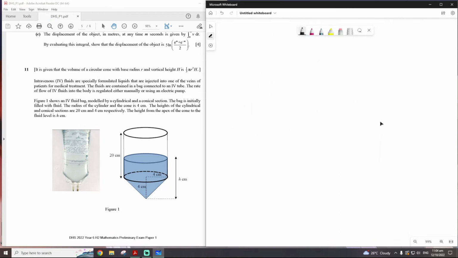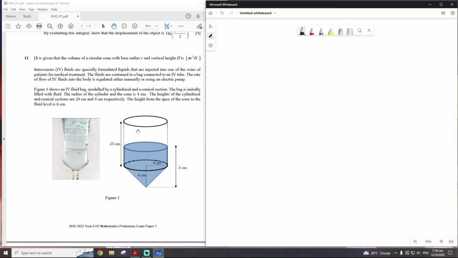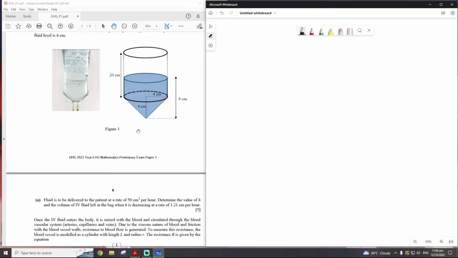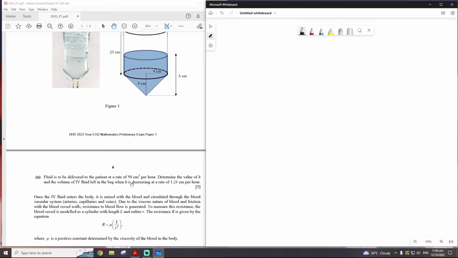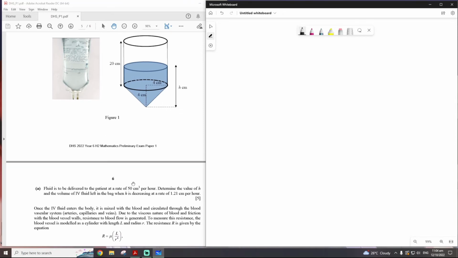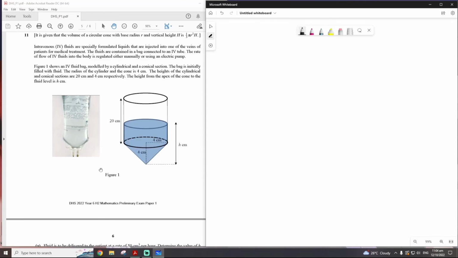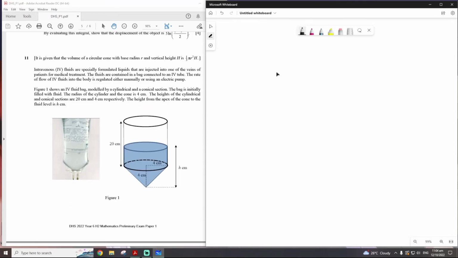Okay, so now we have a differentiation application question, it looks like. I think it is. So we have this cone thing, this IV drip bag. Fluid is to be delivered at 50 cm cube per hour. Determine the value of H and the volume of IV fluid left when H is decreasing at rate 1.21. So, 11 part A.